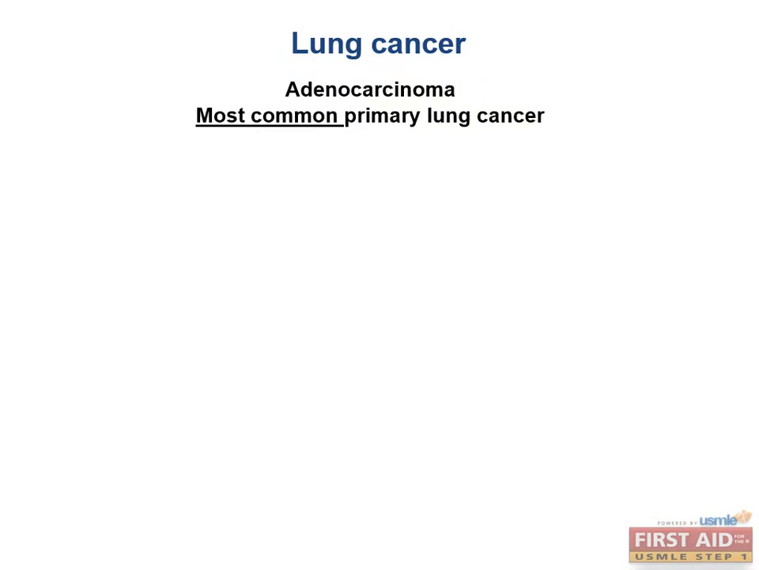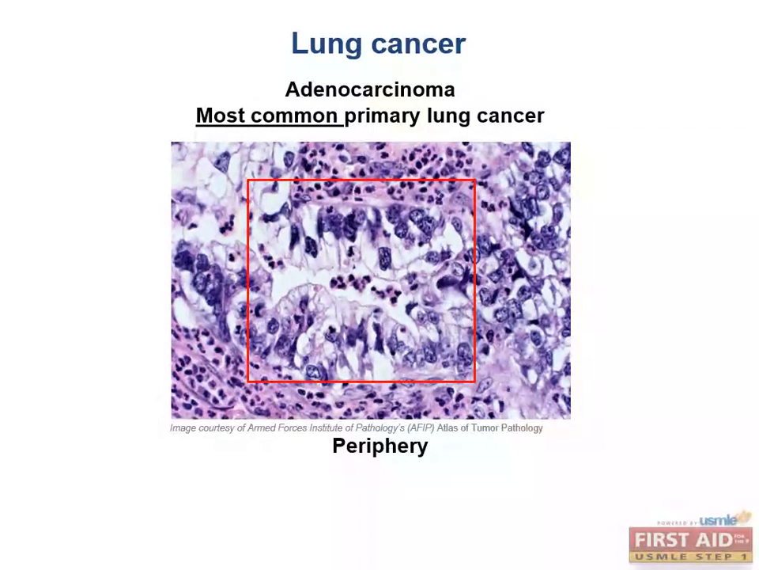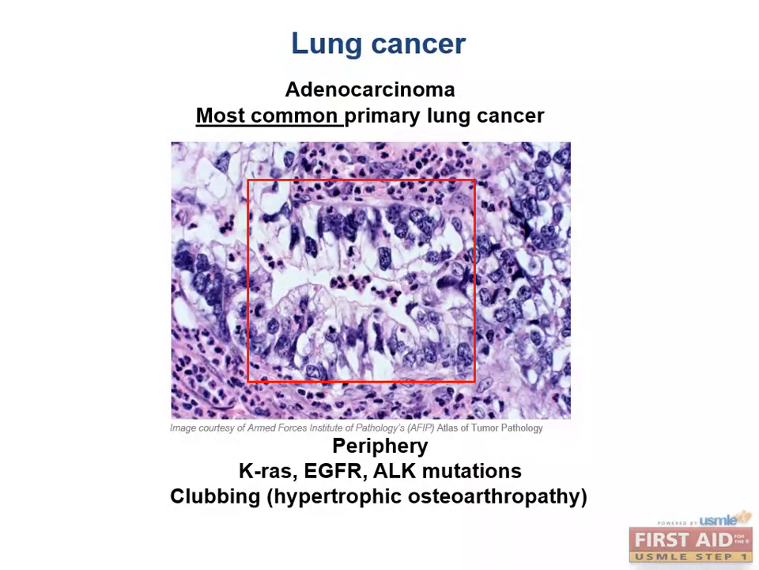Adenocarcinoma makes up about half of all primary lung cancers, so it's the most common one out there. It usually occurs in the peripheral lung parenchyma, often at sites of prior injury or scarring. What mutations should you expect in this cancer? KRAS, EGFR, and ALK. If you examine the fingers, what might you find? Clubbing, also known as hypertrophic osteoarthropathy.